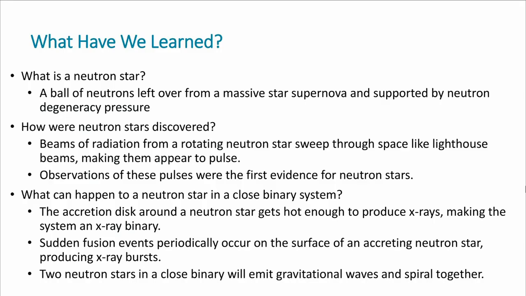And you can get neutron stars in binary systems where they can steal some of the matter and create these flashes of X-rays. So those are called X-ray binaries. And the sudden fusion that happens when they pull that material off is called an X-ray burst. And if you have two neutron stars that are orbiting each other, they can spiral in towards each other, emit gravitational waves, and when they merge, they will blow themselves up in what we call gamma ray bursts, or GRBs.